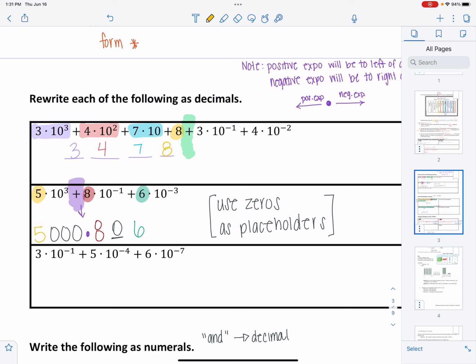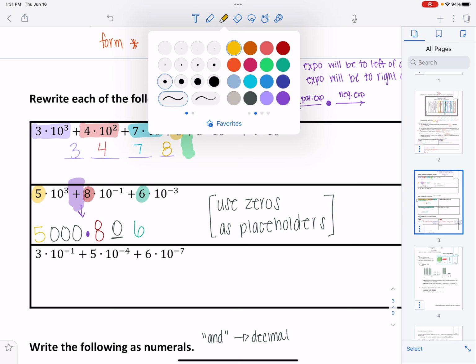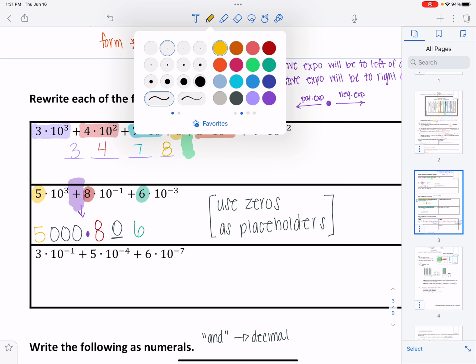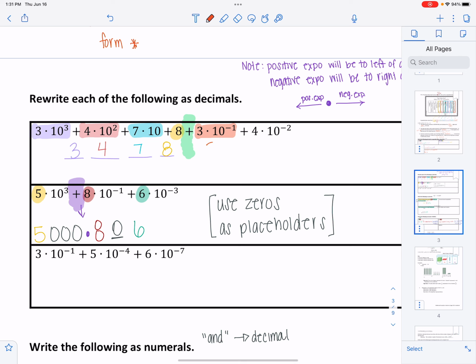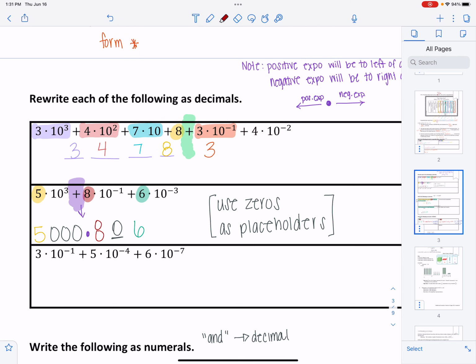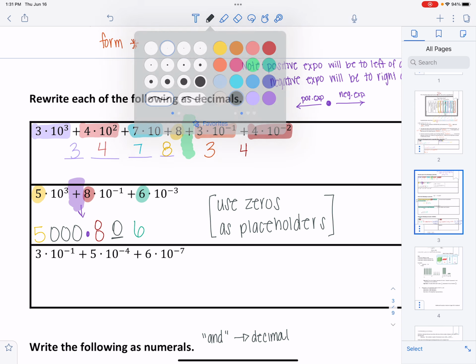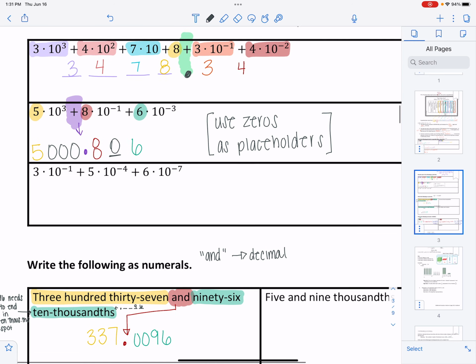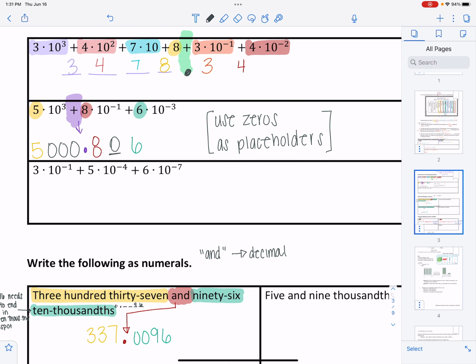And then to the right, I'm going to have 3 times 10 to the negative 1. And so that's going to be the first place after the decimal. And then 4 times 10 to the negative 2 is going to be 2 places after the decimal. And so there is your final answer, 3,478.34.